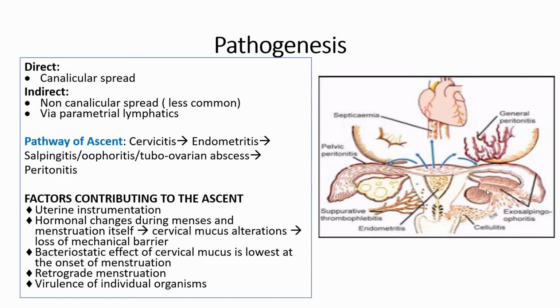Another contributing factor is retrograde menstruation. Menstrual blood can regurgitate back into the tubes. This infected blood can sometimes carry the organisms. The blood which carries the organisms is regurgitated back into the tubes, pelvic peritoneum and ovary, where the organisms can flourish in the favorable environment. Another is the virulence of the individual organisms. So these are the factors which contribute to the pathogenesis.